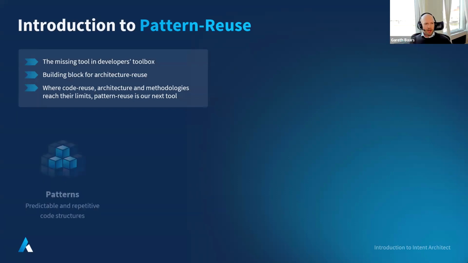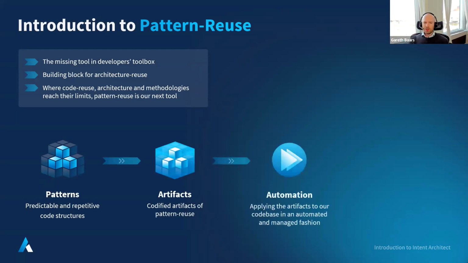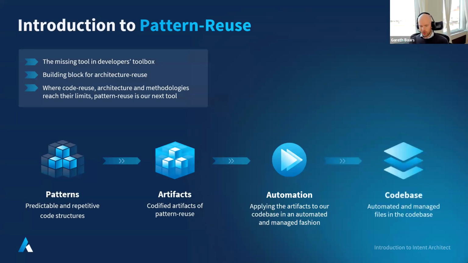So let me run you guys through how this works at a high level. We've talked about these patterns, these predictable and repetitive coding structures in our systems. Pattern reuse is the process of taking these predictable and repetitive code structures, codifying them into artifacts of pattern reuse, and then using automation. And this is, by the way, where a lot of the sophistication in our approach comes in, which I'll show you guys later in the demo. We use automation to essentially roll these patterns out into the code base.